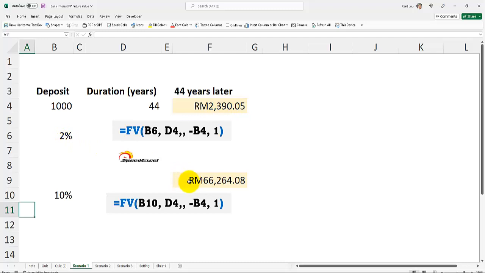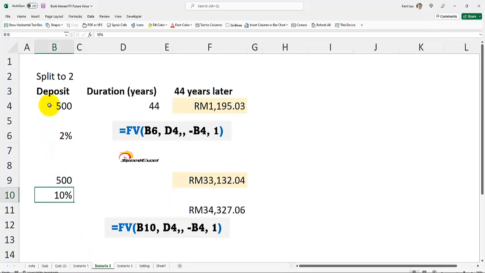And in the second scenario, it's 10%. If you put all the 1,000 into this, it is 10%, and that is 66,000 after 44 years. And in the second scenario, like the earlier example, right? We take the 1,000 and split it into two. So one is 500, the other is also 500. But now we are just putting it here.